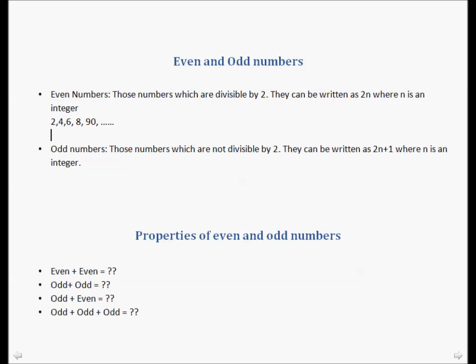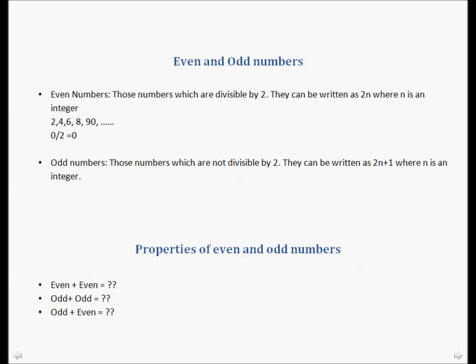Confusion arises when we take 0. Is 0 divisible by 2? Yes, it is. So 0 divided by 2 is equal to 0. So 0 is also an even number. Another confusion is, are negative numbers also even?